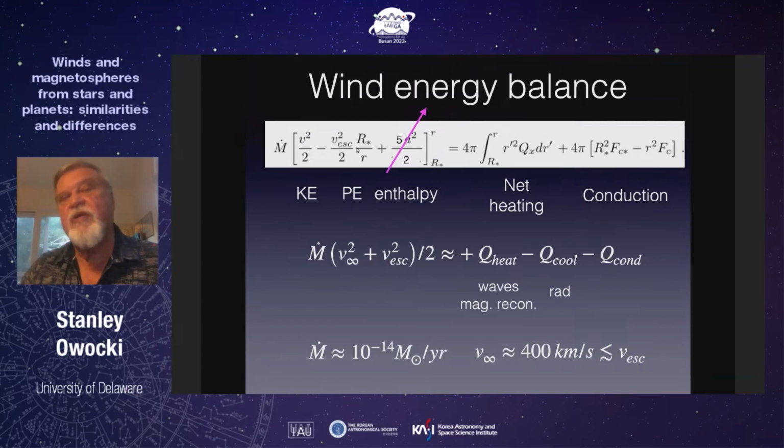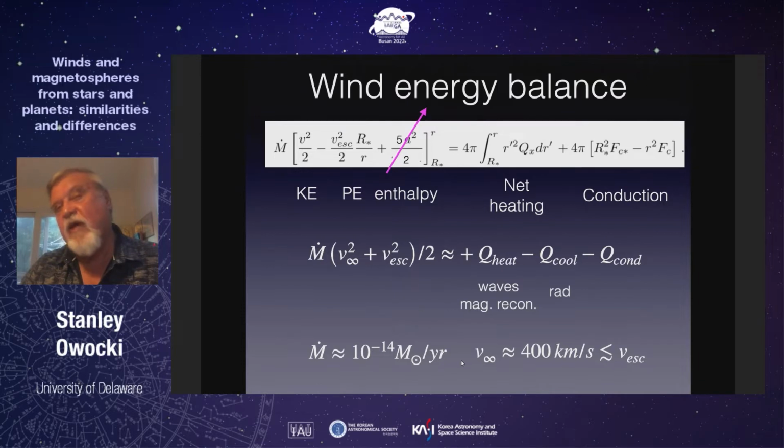So in practice, what happens is that this enthalpy term is not particularly important. It's dominated by these other terms. And therefore, if you really want to know how much mass is being lost, you just have to do an energy budget. Mass loss, the kinetic energy plus the potential energy of the wind has to be balanced by how much heat you put in minus how much you lost for cooling or to conduction. And so that's kind of the name of the game if you want to quantitatively model how the solar wind loses mass. It's basically an energy balance.